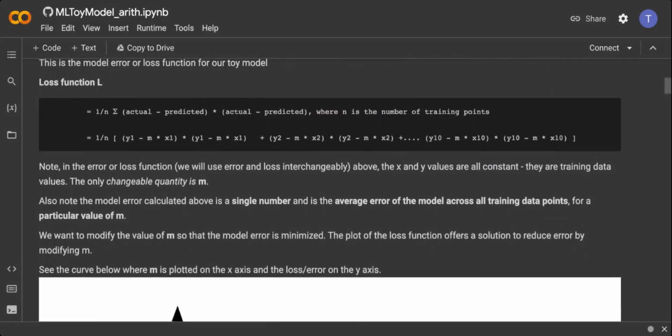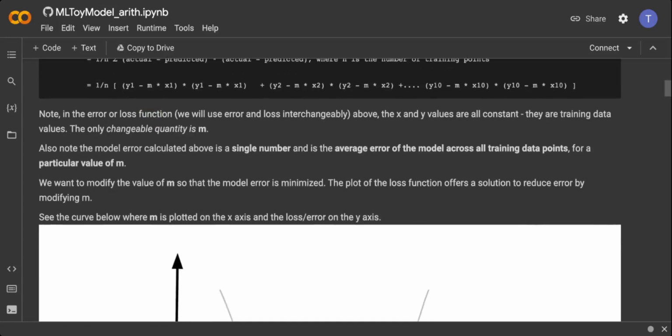Note, in the loss function, the x and y values are all constant, they are training data. The only changeable quantity is m. Also note the model error is a single number, and is the average error of the model, across all training data points, for a particular value of m. We want to modify the value of m so that the model error is minimized.